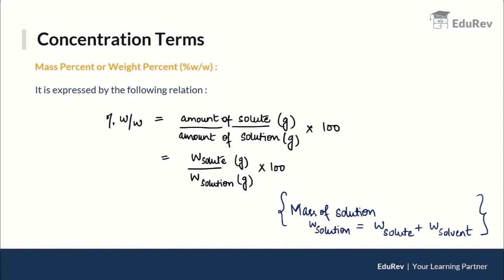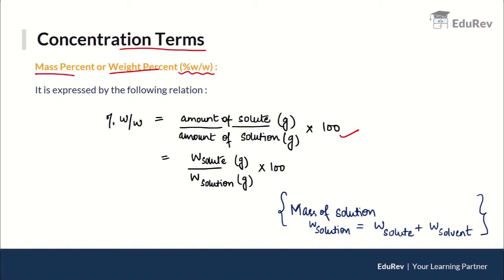So a solution has a concentration, right? And its concentration can be expressed in terms of various concentration terms. We will discuss them one by one. First term is mass percent or weight percent. It is represented by percentage W by W. And it is given by amount of solute in grams divided by amount of solution in grams into 100.